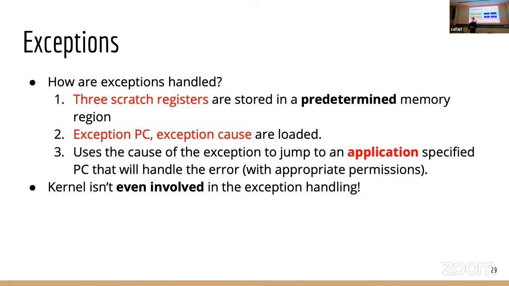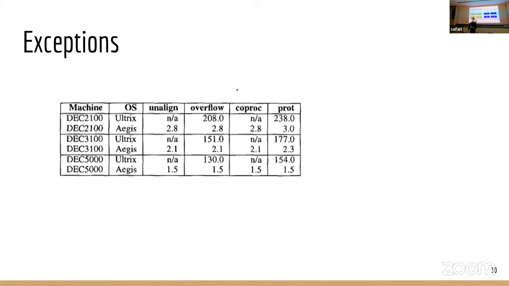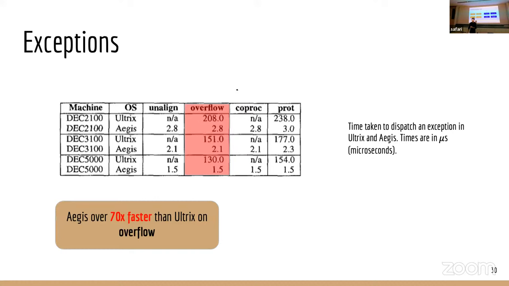And you might notice that here we have no switch in the kernel, and the kernel is not even involved in the exception handling. So we do not have to do the costly switch to the kernel mode. And this is staggeringly fast. These are some times taken to dispatch an exception in Ultrix and IGES. And if you look at the overflow column, it's over 70 times faster than Ultrix on overflow.